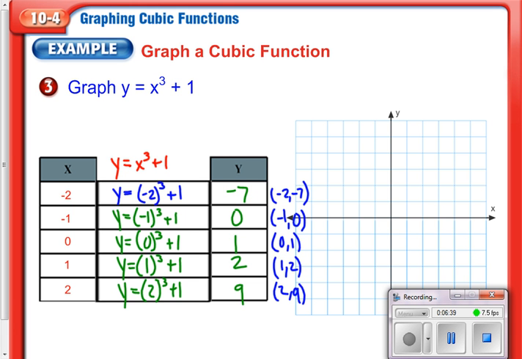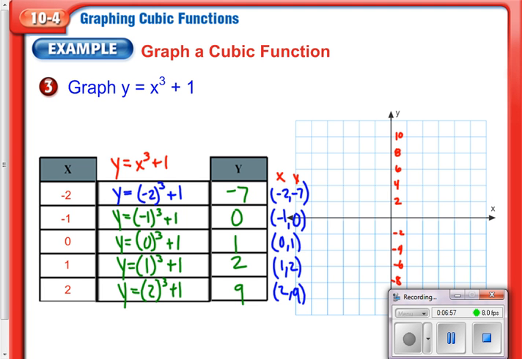Looking at our x values, the x values there go from -2 to 2. The y values here go from -7 to 9. So we need to make sure we're going to hit -7 to 9, so we'll need to change that axis. Maybe here I'll go by 2's again for that y-axis.